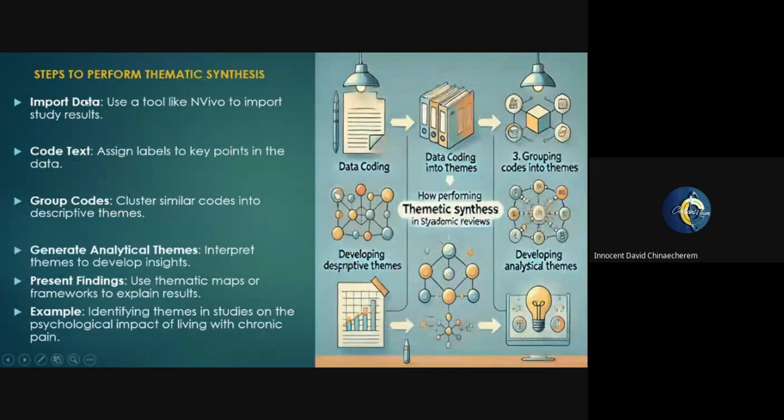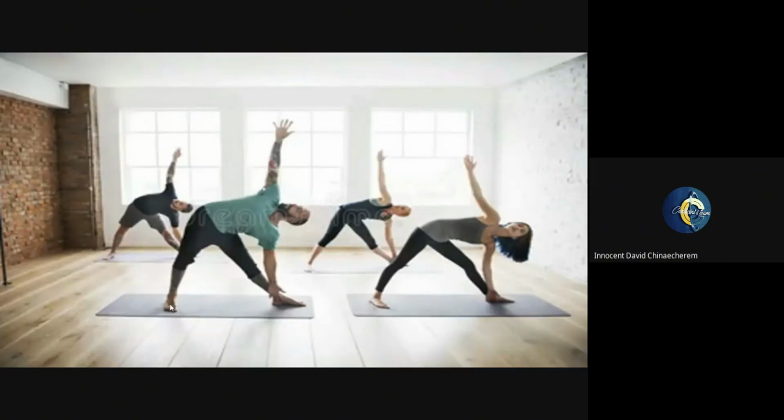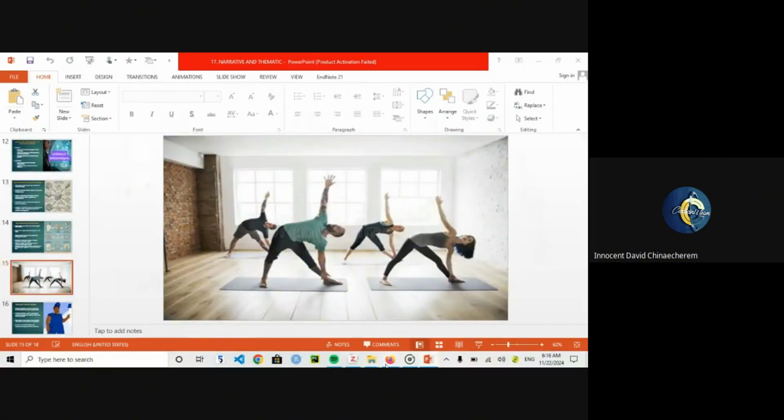Same also applies here. We import the data into NVivo, we code them, assigning labels to each of them. We cluster some of the similar codes into descriptive themes. We do our generation of our analytical themes, which I already explained in detail. And then we present the findings in themes or a map. An example is trying to understand the themes in a study on the psychological impact of living with chronic pain. So we're going to actually have this practice now in Jiffy.